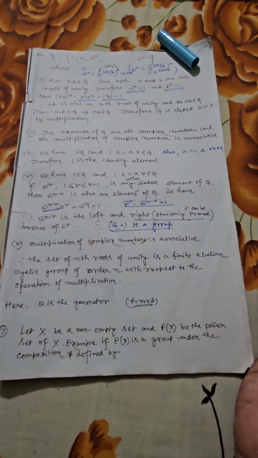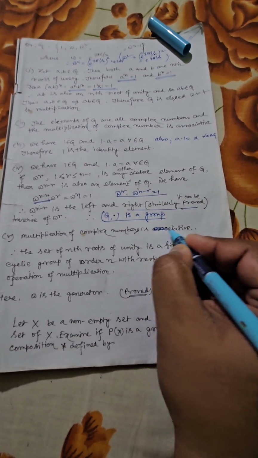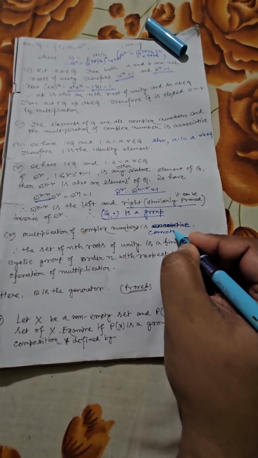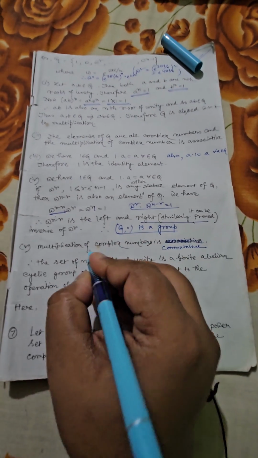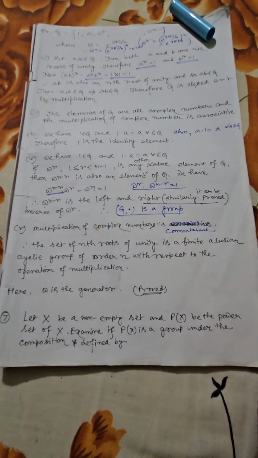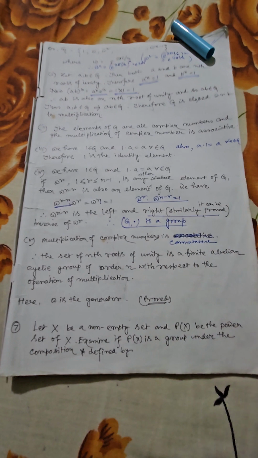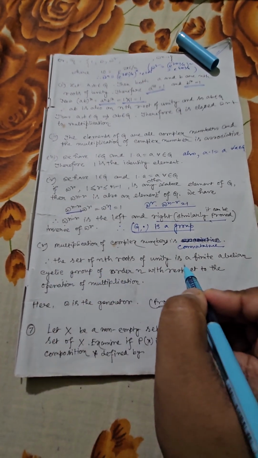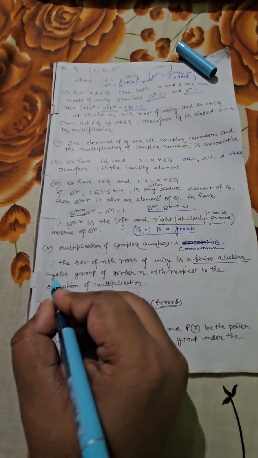Now we can also understand, if we want to take the product of any two complex numbers, that means z1 into z2, trivially that can be written as z2 z1. So multiplication of complex numbers is also commutative. So we can also say the set of nth roots of unity is also a finite abelian group.